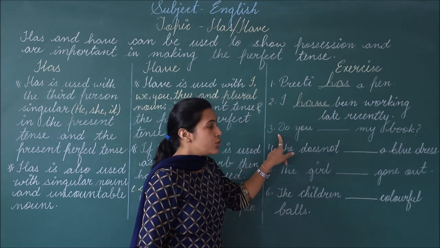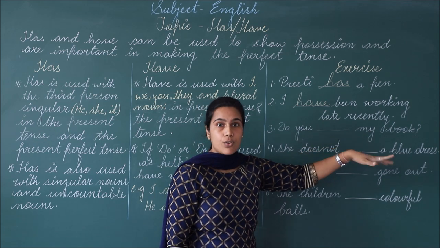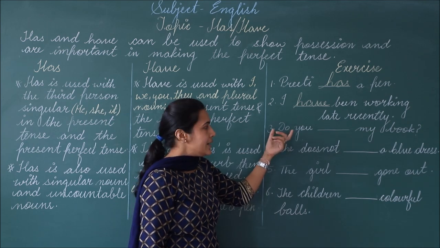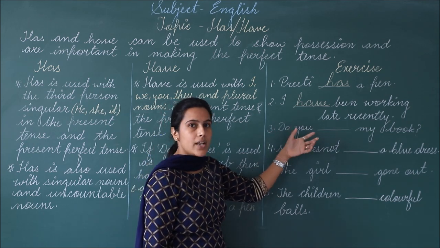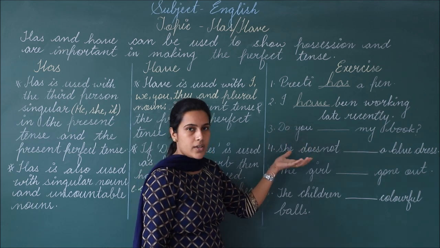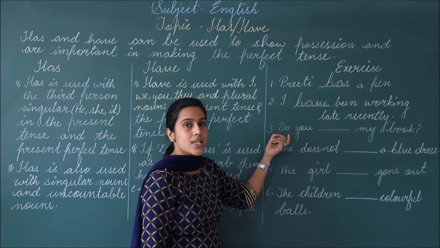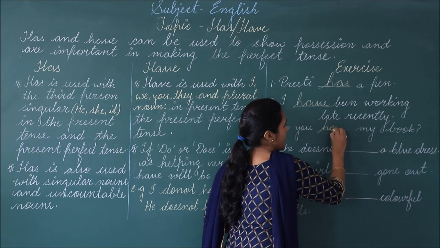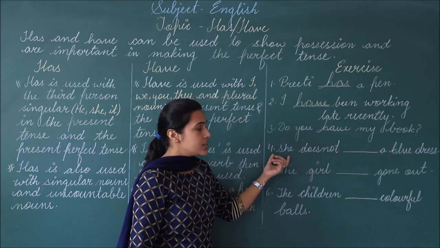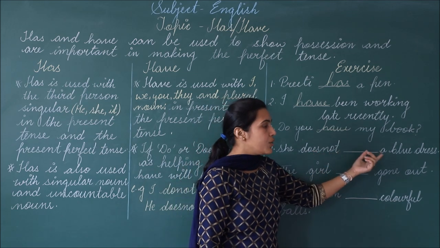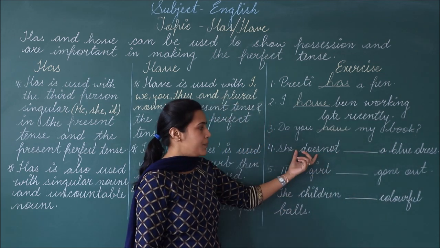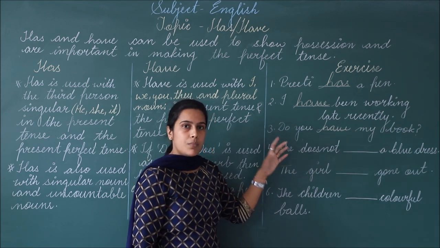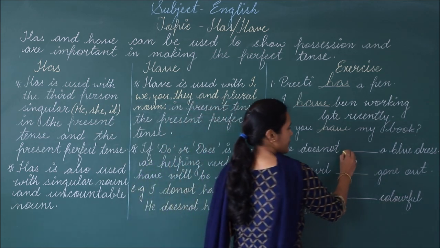Now the third sentence, do you dash my book. In this sentence I have used do as my helping verb. So it doesn't matter whether I have used you or any singular noun or pronoun over here, but because I have used do as helping verb, so we will always use have over there. Then in the next sentence, she does not dash a blue dress. Again, I have helping verb does over here. So I will not focus on my subject, that is she, but I will simply use have over here.